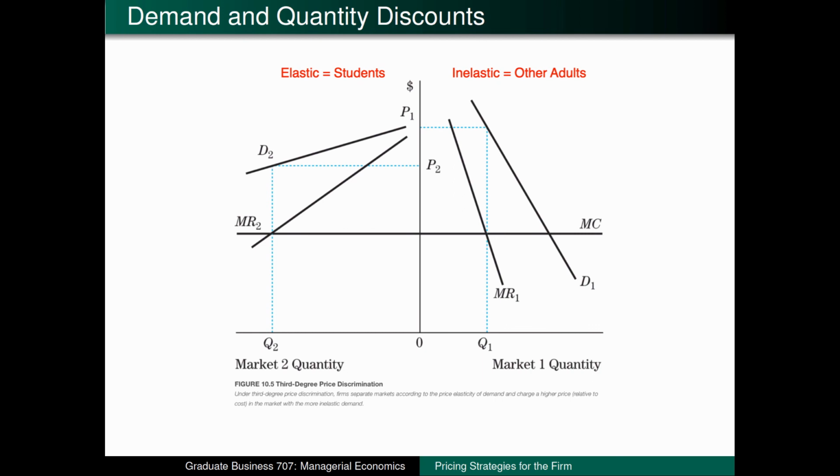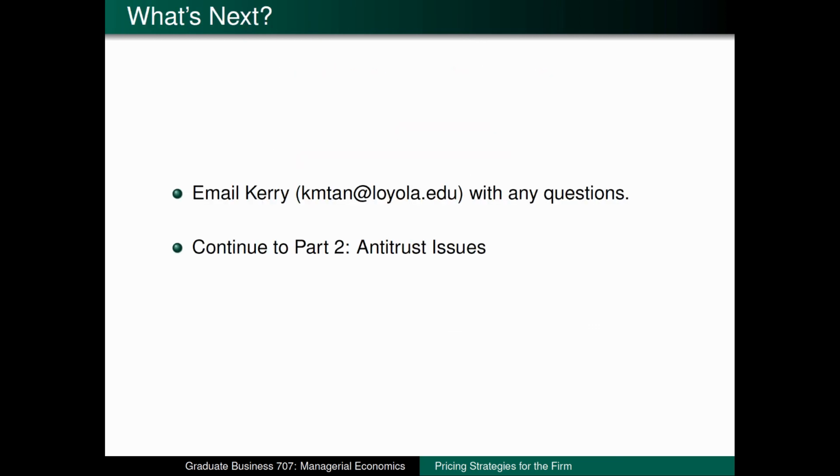This is why you need to show your student ID card at the Orioles box office to get this student discount. This video covered the theory on price discrimination and how it applies to the supply and demand model. The next video will discuss possible antitrust issues associated with this pricing strategy.